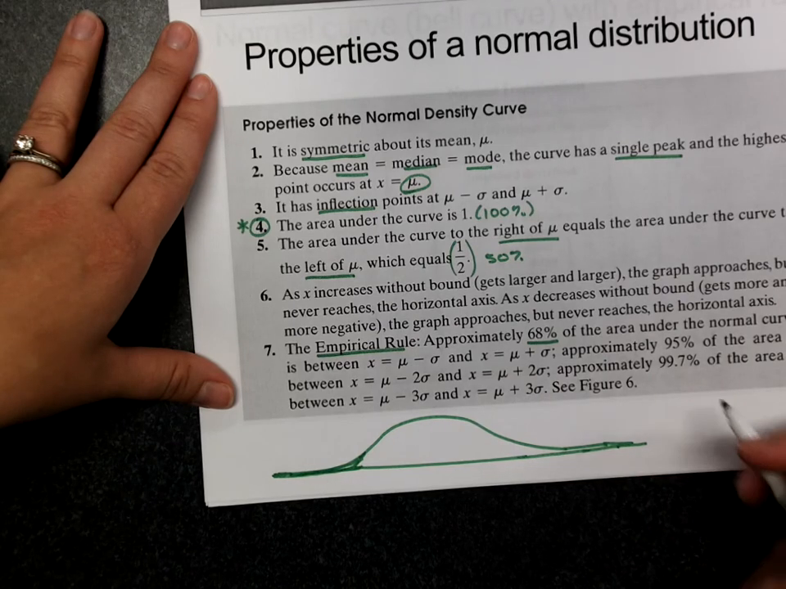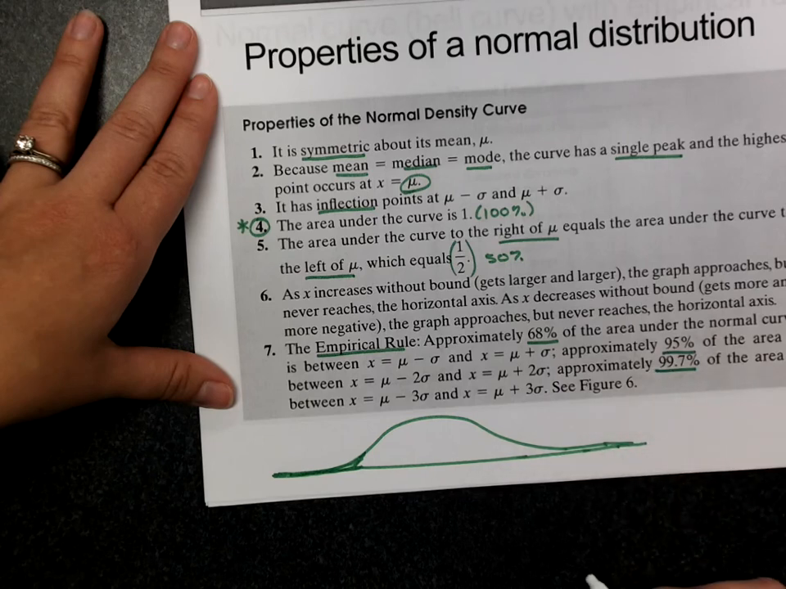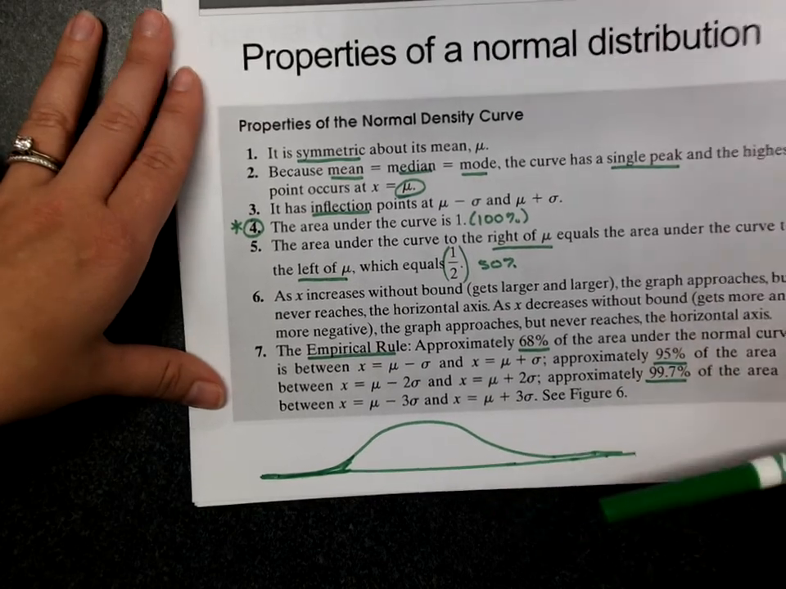And finally, property 7, the empirical rule is still true, that approximately 68% of the area is within 1 standard deviation, and then 95% within 2, and 99.7% within 3. So those same properties are still true.